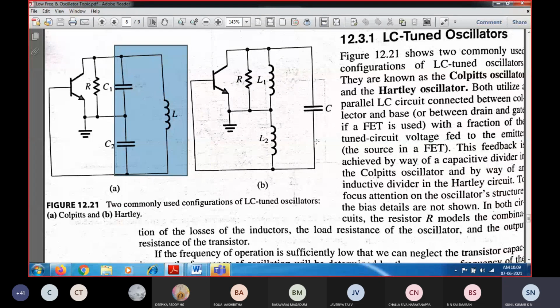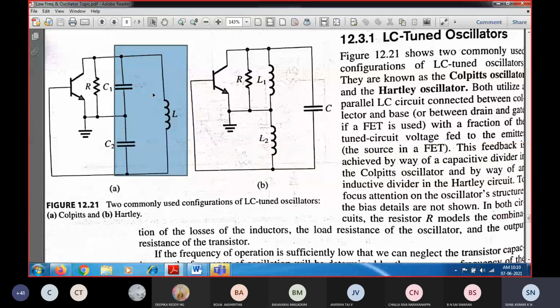So we can say that the impedances Z1 and Z2 will be of the same type, and Z3 will be of the opposite type. In both cases you can see Z1 and Z2 are of similar type, and Z3 will be of opposite type. Because of this, we can say that this LC oscillator can be categorized into two types.